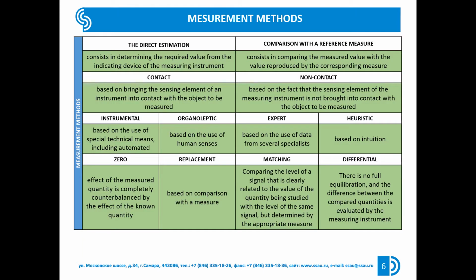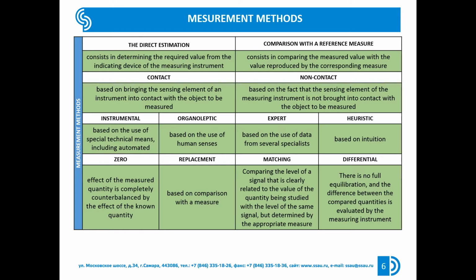The direct estimation method consists in determining the required value from the indicating device of the measurement instrument. The method of comparison with a reference measure consists in comparing the measured value with the value reproduced by the corresponding measure. The comparison can be direct or through other values that are clearly related to the measured value and the value reproduced by the measure. In direct comparison, the method of comparison is also called the method of contrast, and in comparison through other quantities, the method of direct comparison or the method of replacement.